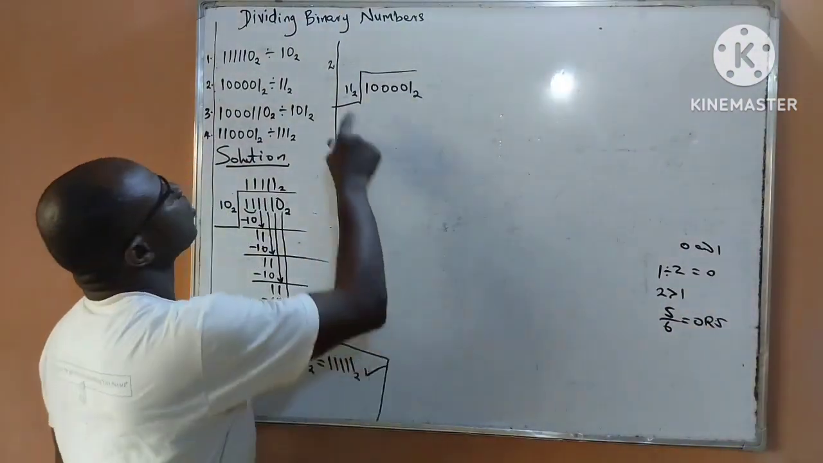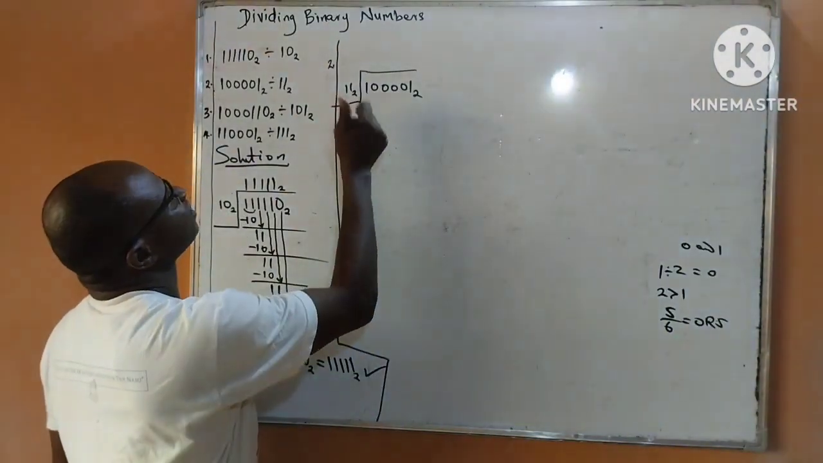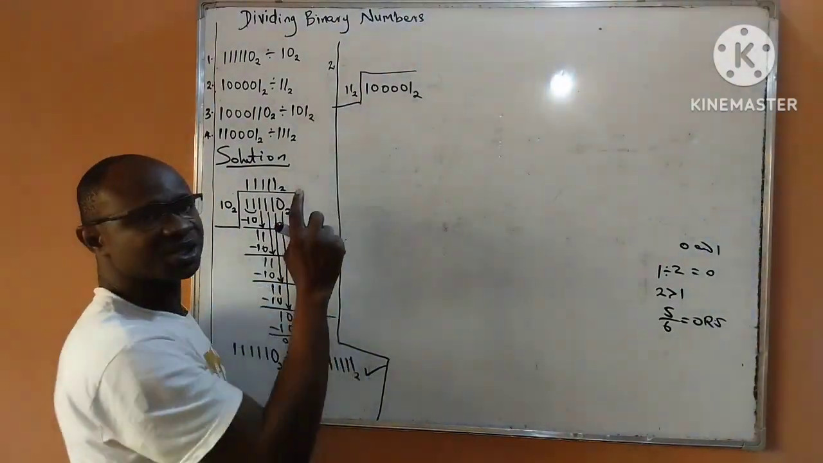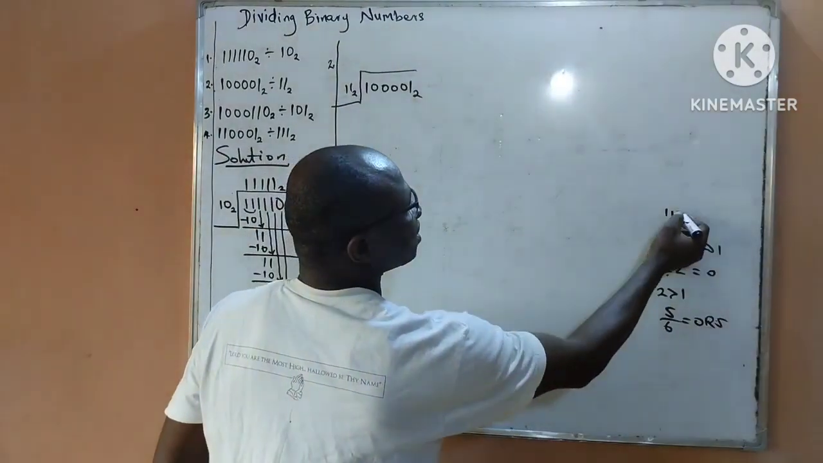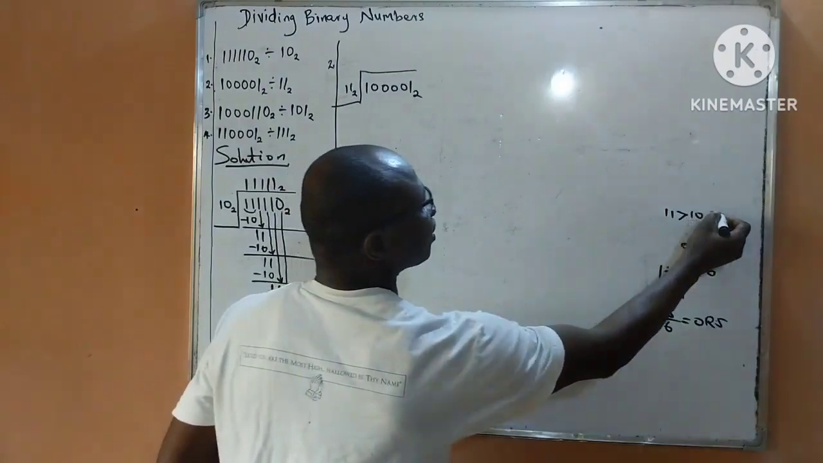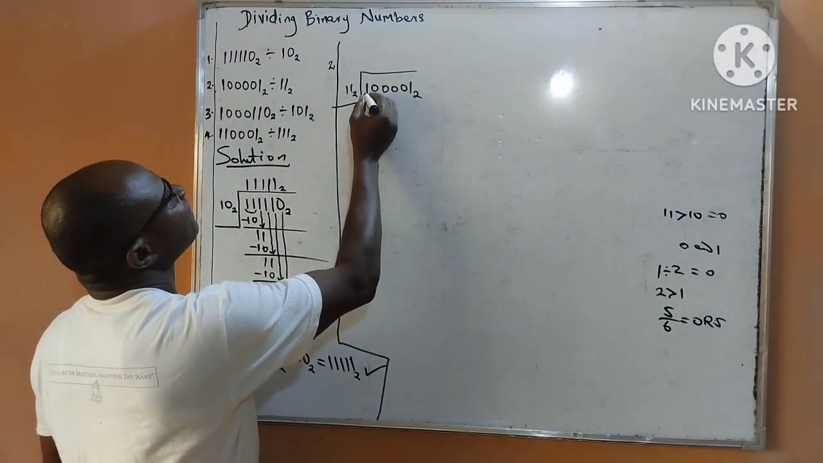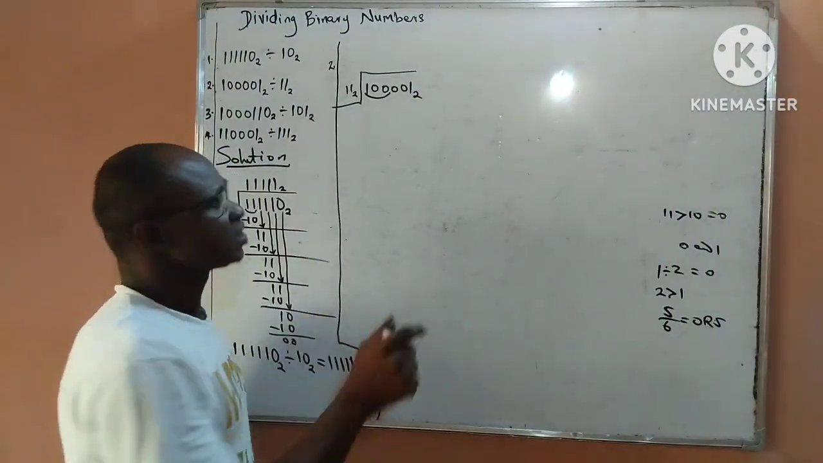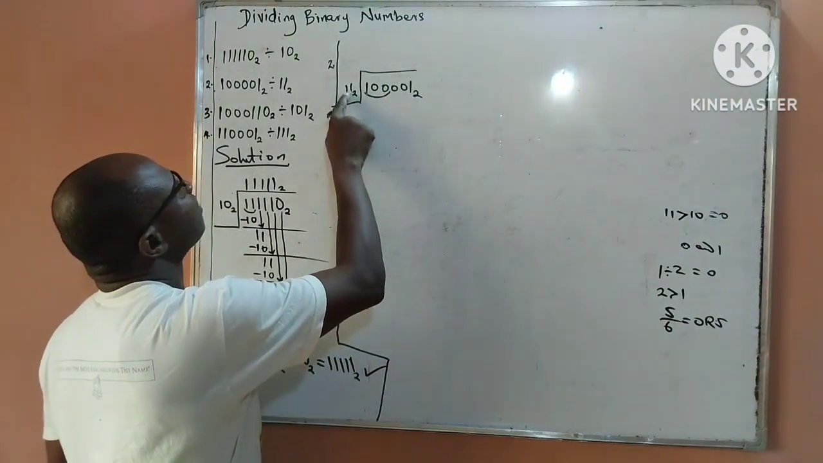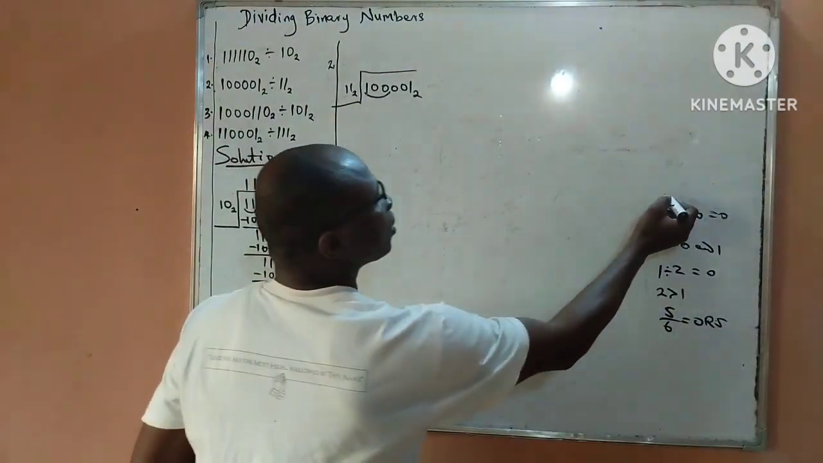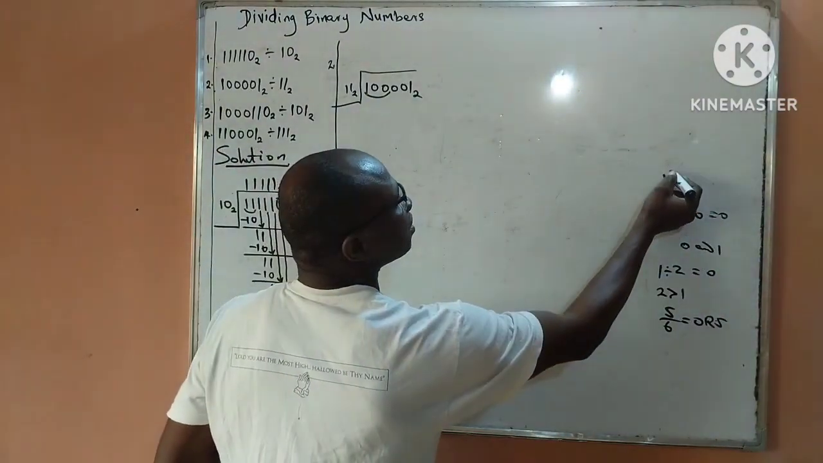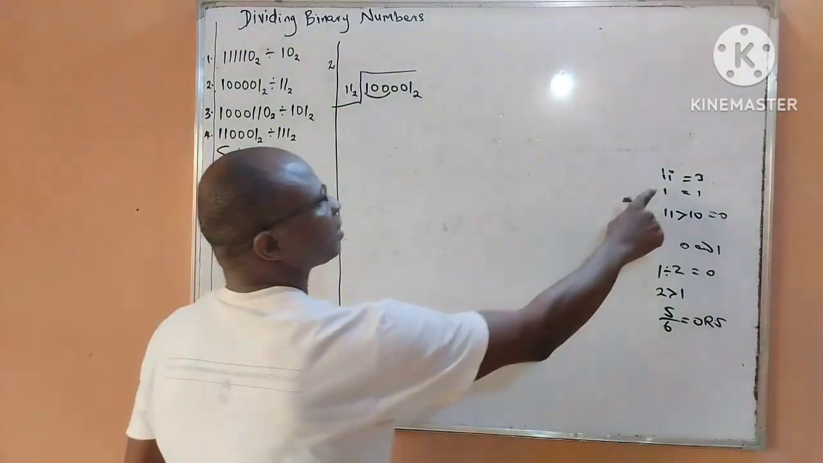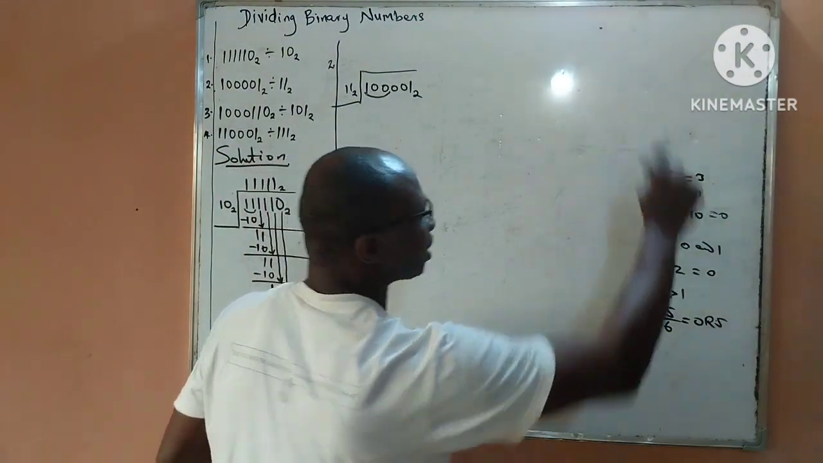So if I want to divide 100001 by 11, 11 divide 1 cannot go. If I take the first two digits, it is still 10, and 11 is greater than 10. Therefore, it is still going to give me 0. The reason is that if I divide one digit alone by 11, it cannot work, because 1 is equal to 1, and 11 is equal to 3 in denary. That is 2 raised to the power 1 plus 1.